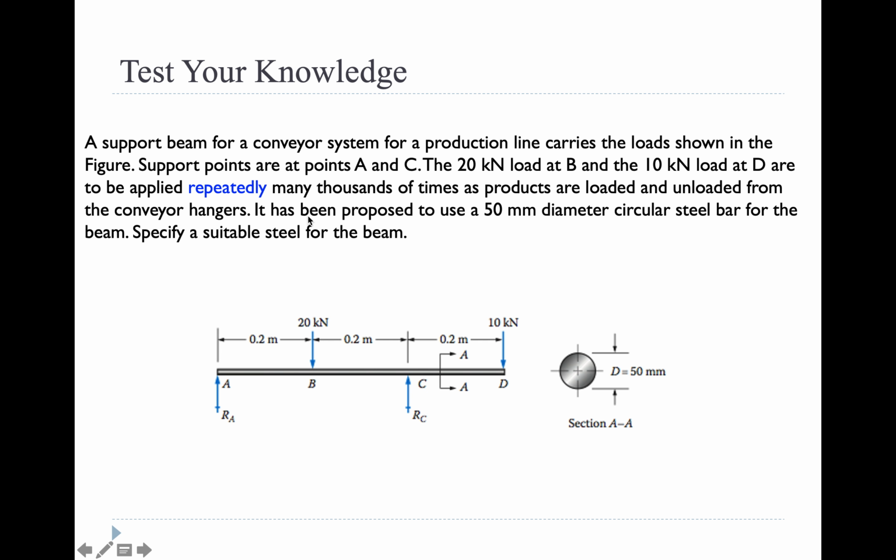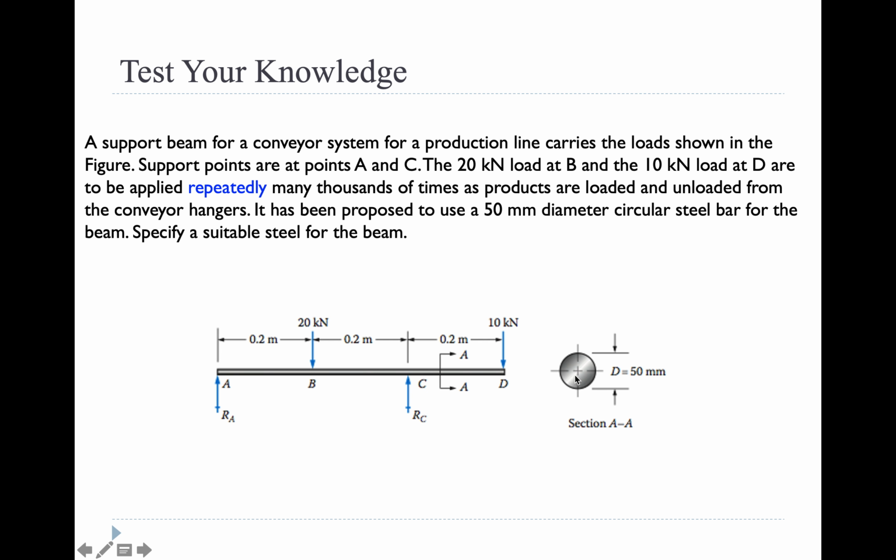Okay, it has been proposed to use a 50 millimeter diameter circular steel bar for the beam. Well, I want to know a suitable steel for the beam. Okay, can it be made out of aluminum foil, or can it be made out of A36 steel, or does it need to be something higher such that it doesn't fail?